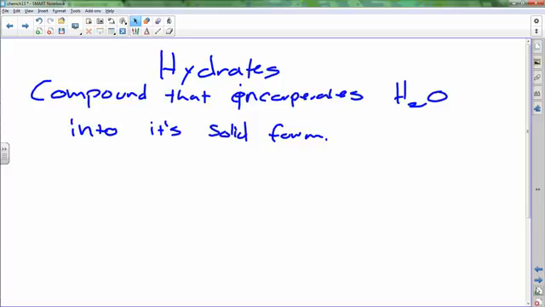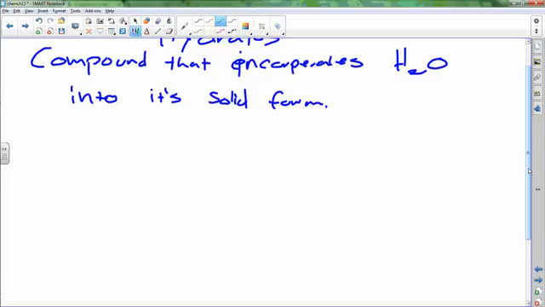Probably. It's not a made-up word. It's just grossly misspelled. So, what does it mean to incorporate it into its solid form? Well, a good example would be magnesium sulfate. I should really have you guys write these formulas for practice.